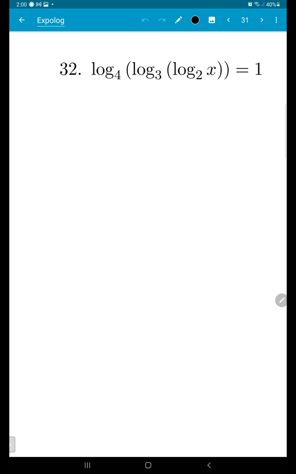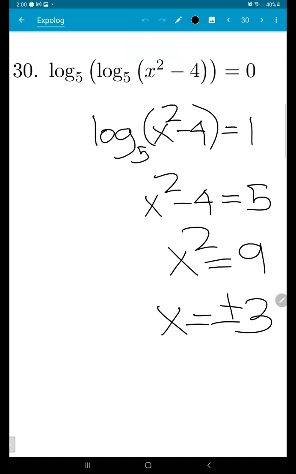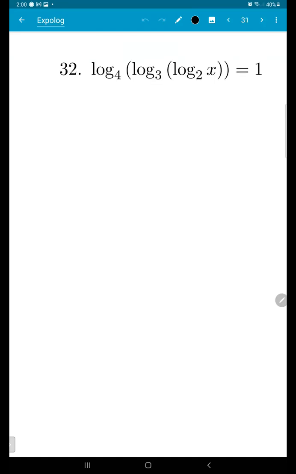Okay, let's continue with the exercises. I've done some of them in the previous problem, which is similar to the one we have here, right? Now the question here consists of logarithms within logarithms. We actually have three bases in this equation: base 2, 3, 4. And what we do is convert to exponential form each time.